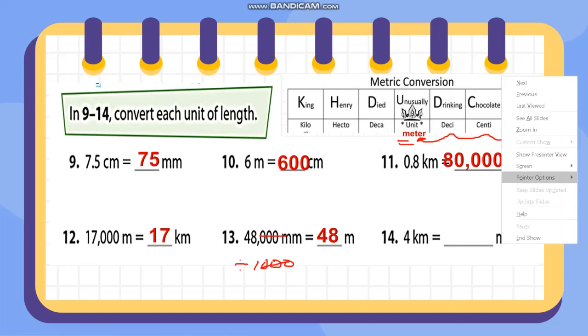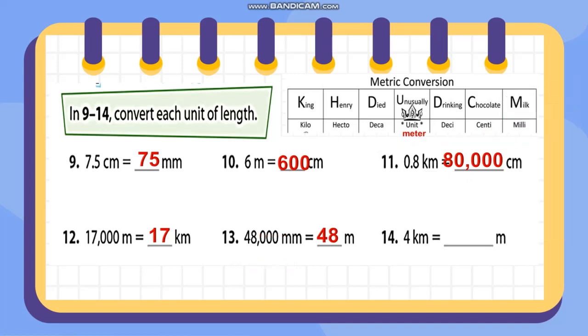Next, for kilometer to meter. From kilometer to meter, it means from the bigger unit to smaller unit. So tens, hundred, thousand, bigger to smaller means multiply. So multiply by 1,000. So 4 multiplied by 1,000 is equivalent to 4,000 meter.